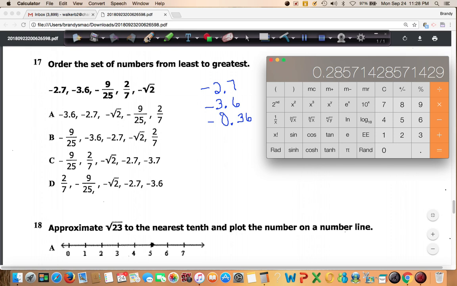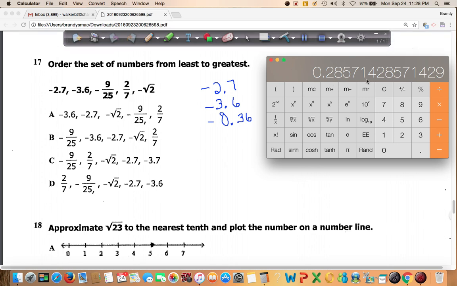Now, even though it's a big, long number, because it's written like a fraction, it's automatically rational. Don't let it throw you, because look what happens after this 4. 2, 8, 5, 7, 1, 4. It starts all over again, okay? And this 9 is rounding. So it actually does repeat. It just has like 6 numbers before it repeats.